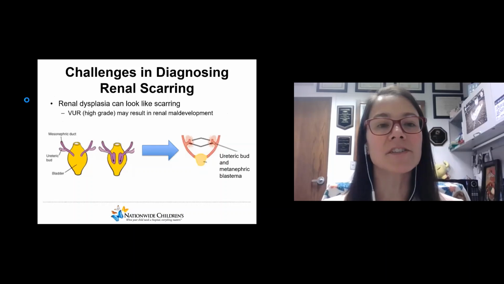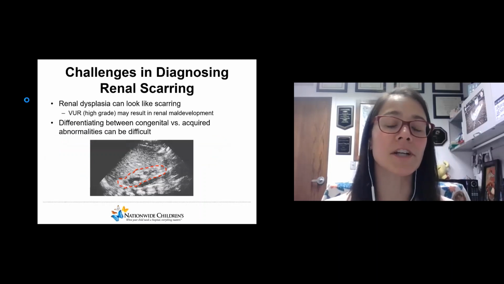Some of the challenges in diagnosing renal scarring is that renal dysplasia can look like renal scarring. And this can represent a challenge for the specificity of the DMSA. So going back to the embryology of reflux, we know the interaction between the ureteric bud and metanephric blastema is important. So with known abnormalities in ureteral budding related to reflux, it follows that there can be maldevelopment of the kidney, particularly in high-grade reflux. And unfortunately, differentiating between congenital versus acquired abnormalities can be difficult.